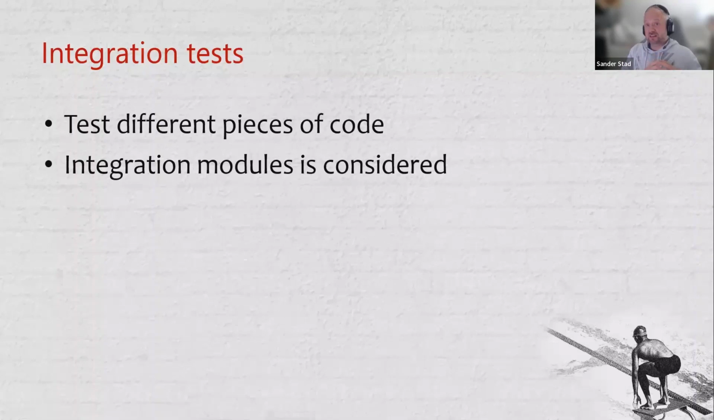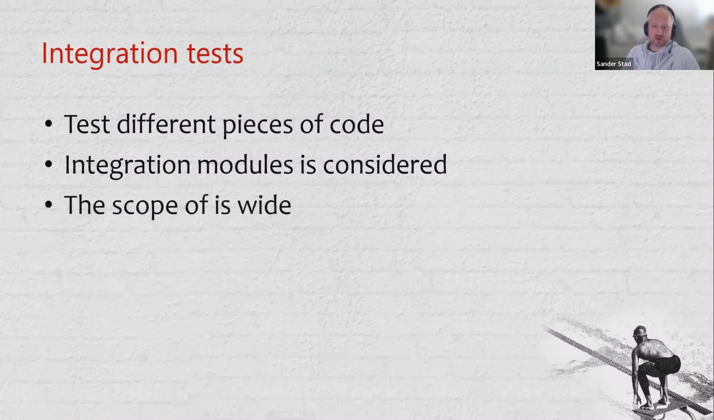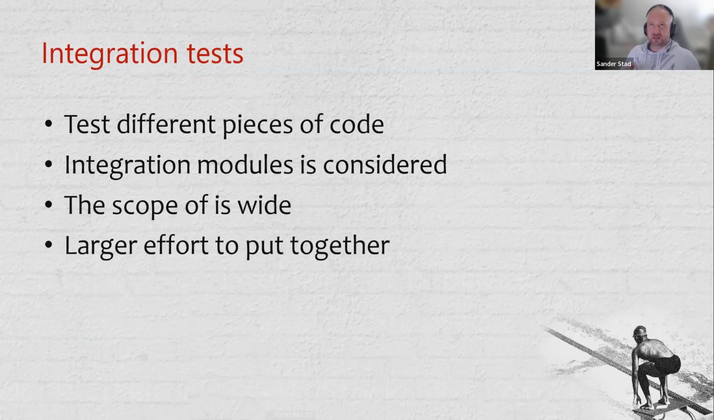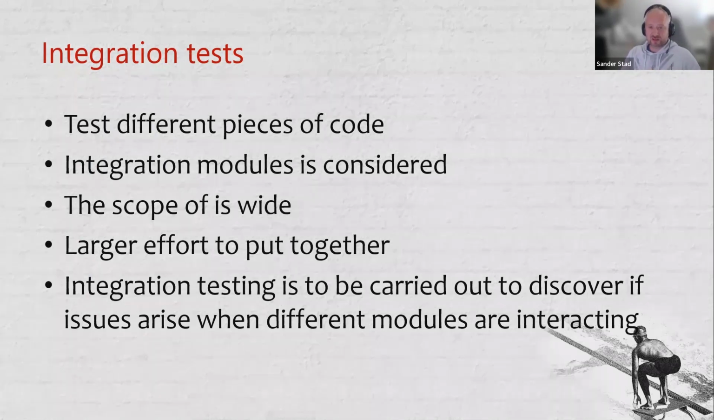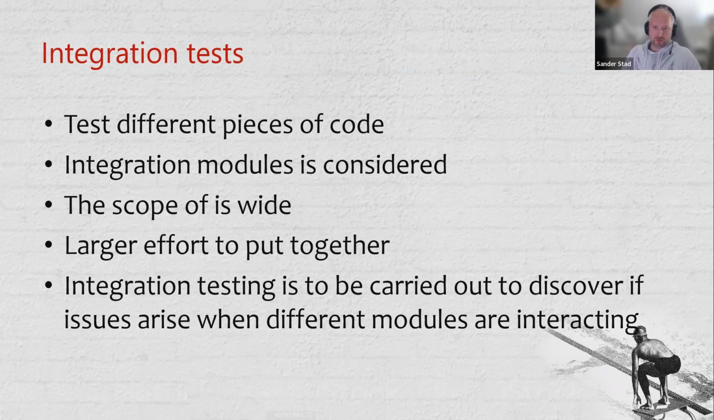Because we are testing different pieces of code and the effect on different objects in our database, the scope is very wide. So it's a larger effort to put together, and it's usually done to see what the effect is on different objects in the database. But it's an important part of your unit testing in general to put in these tests. So start with the basic stuff and then eventually go into the integration testing to really dive into what your stored procedures and your functions and other programming stuff in your database is doing.